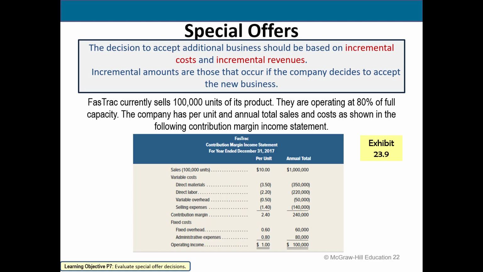Here's an example for Fast Track. They make 100,000 units of a product that normally sells for $10. We are assuming that they're operating at 80% capacity, meaning they can produce additional units. The total cost to make one unit is $9, so that's why they have a profit per unit of $1.